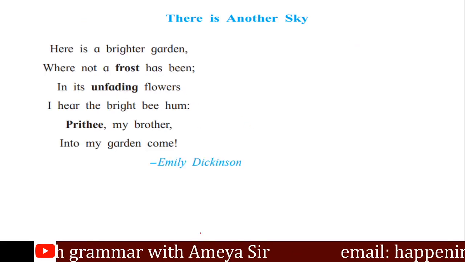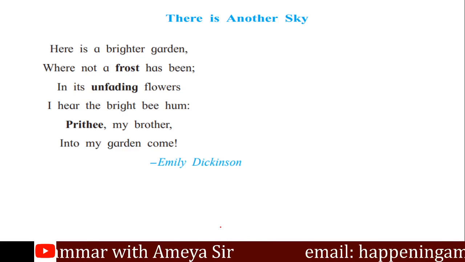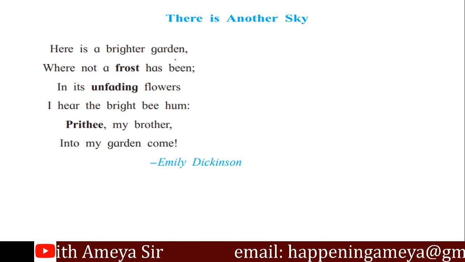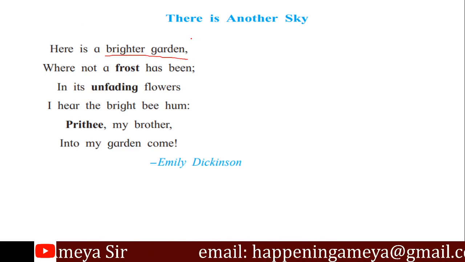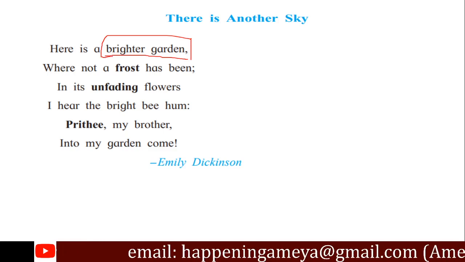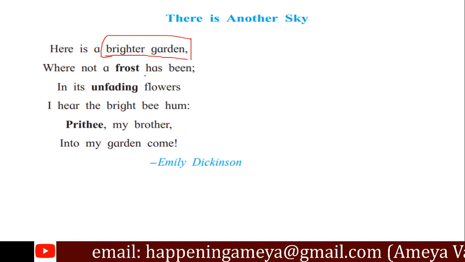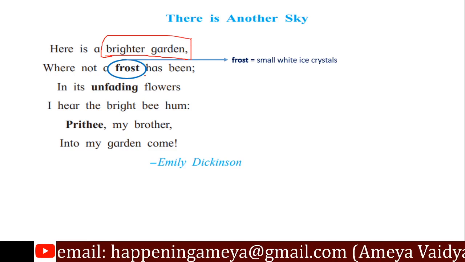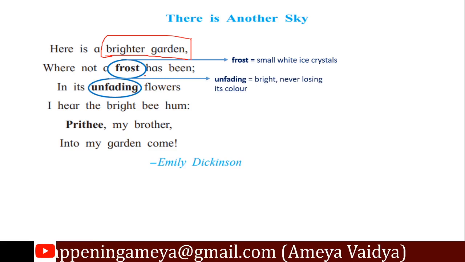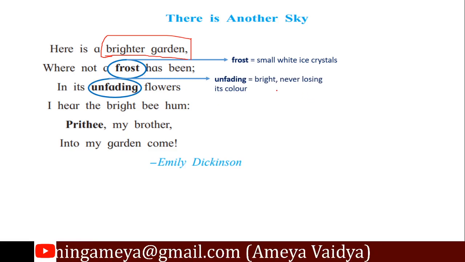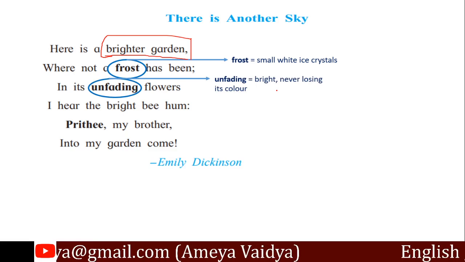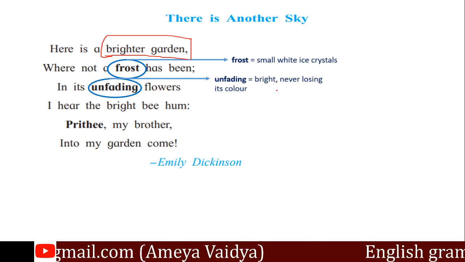The climax of the poem. I told you the poem isn't lengthy at all, but it's so meaningful. The poetess is telling her brother, here is a brighter garden, and we have seen this during the introduction of this poem, brighter garden. I hope you still remember that. Brighter garden, where not a frost has been. Frost is the small white ice crystals. In its unfading flowers. Unfading flowers are flowers that don't lose their colors. Okay, unfading flowers. That means they never go pale. They never lose their color.